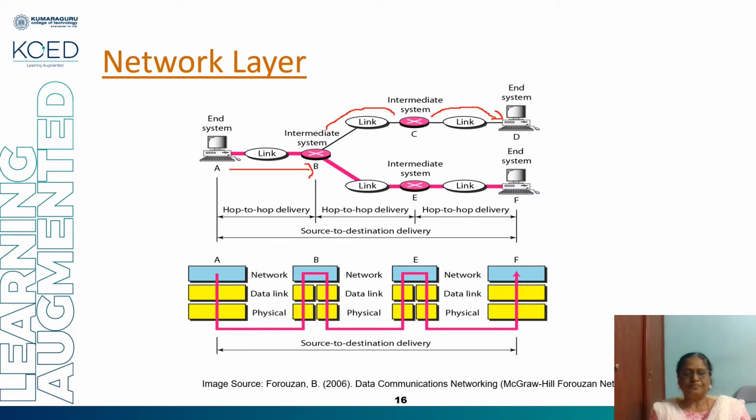For example, you can see here the router B. It has three interfaces. One interface is for router C, another interface is for router E, and another interface is for system A. So this router B has three different IP addresses for three different interfaces. Normally we are connected only to one network, therefore we have only one IP address.